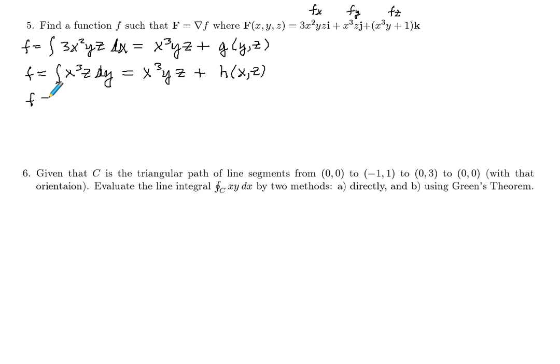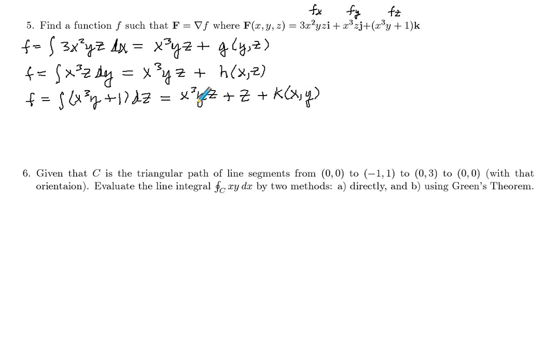And then the third way to recover f is to take the z integral of f sub z. So do the integral of x cubed y plus 1 dz. So x cubed y and 1, those are constants. You integrate with respect to z, you get constant times z. So x cubed yz. And then the antiderivative of 1 is going to be plus z. And then there could be some more terms that are just depending on x and y. So you've got another function, we'll call it k, that depends on x and y.